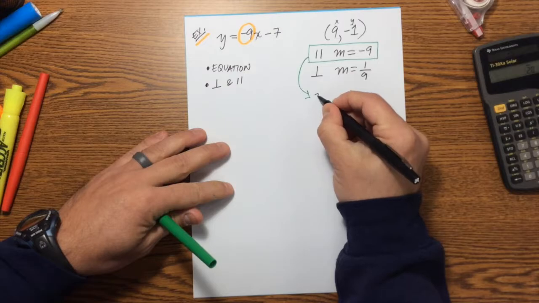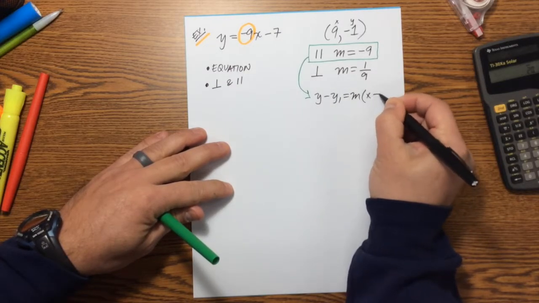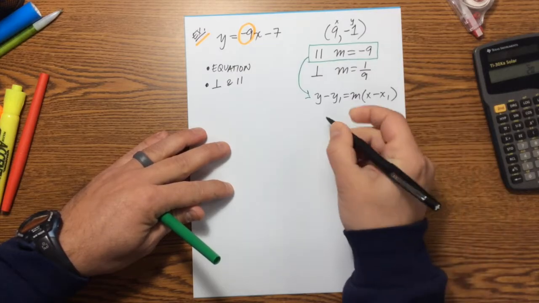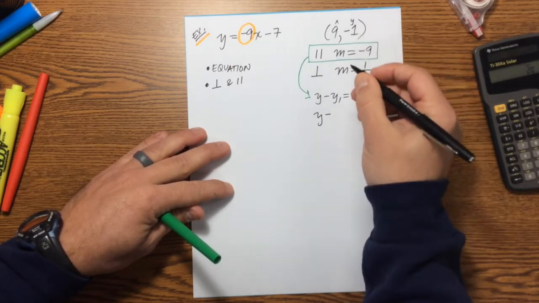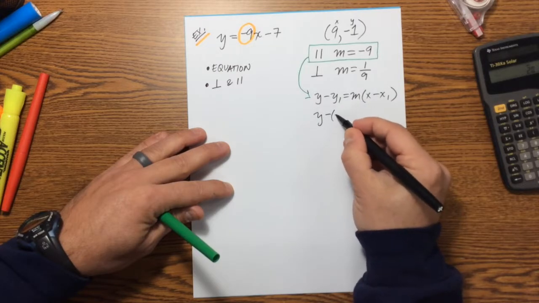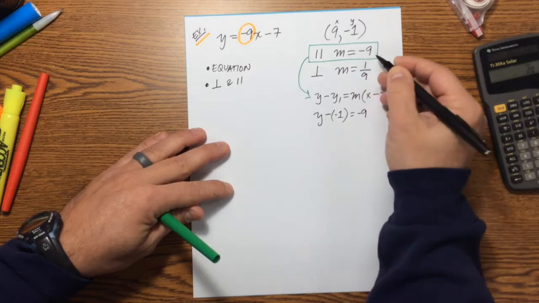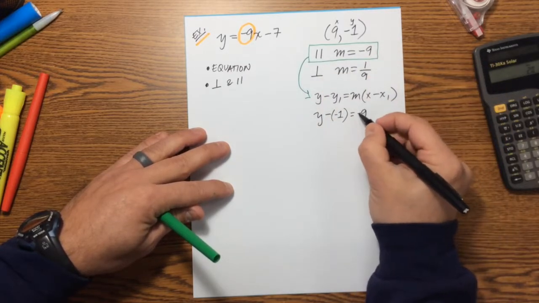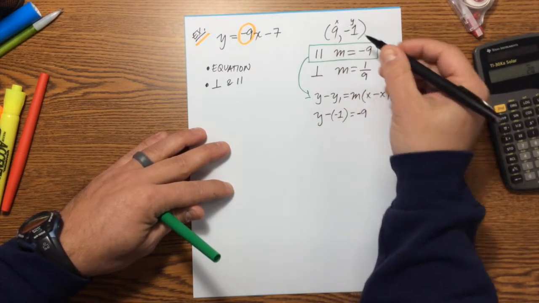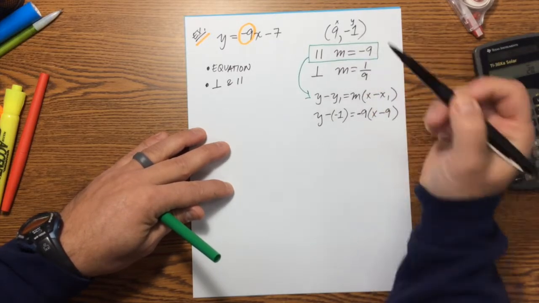I'm going to take this formula and plug into it. Okay, this should become second nature to you at this point. Plug in the y value. Now notice it's a negative 1, so y minus a negative 1. Slope is going to be negative 9 because we're writing the equation for a line that's parallel. And the x value is going to be 9. Okay, and that's where I took it from.